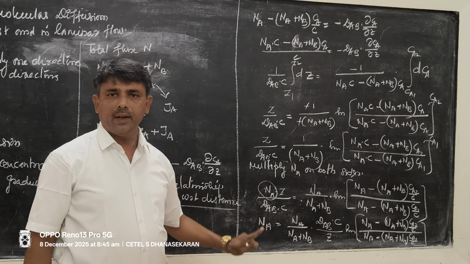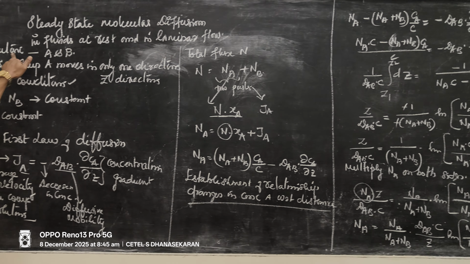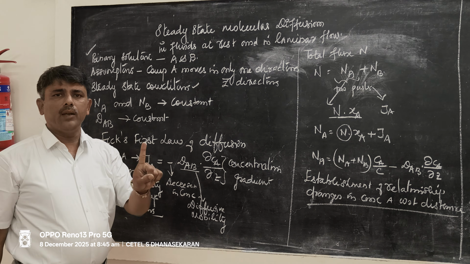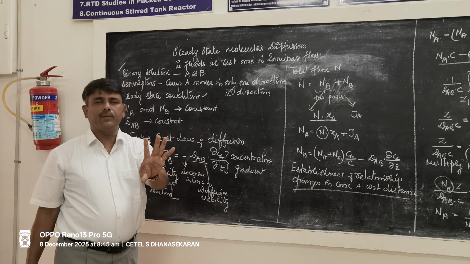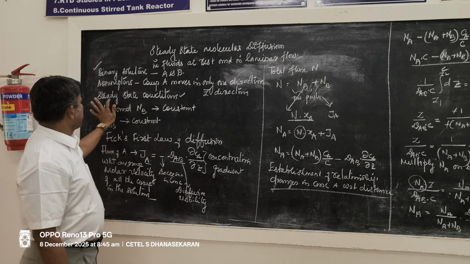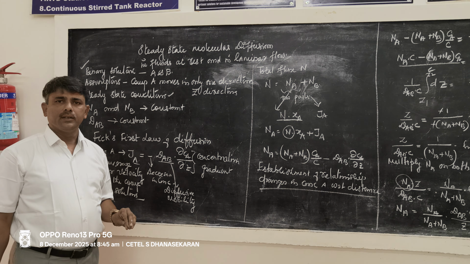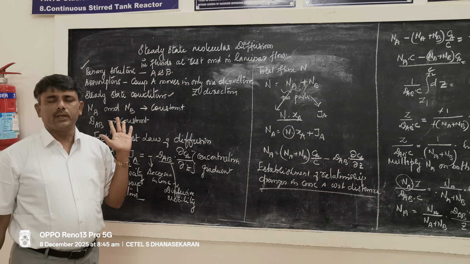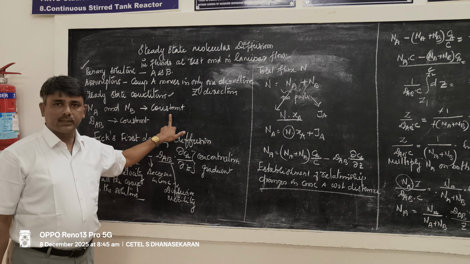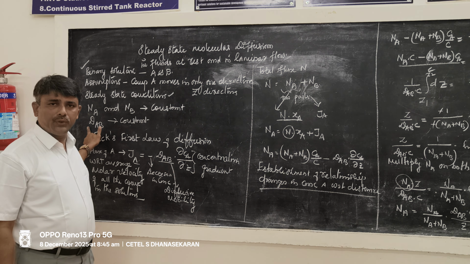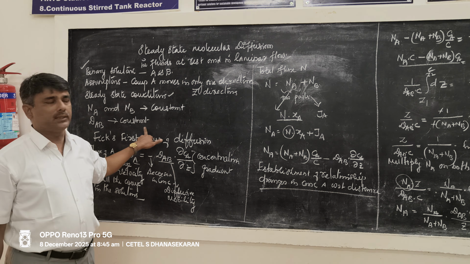This equation arrived based on some assumptions. Assumption number 1, we are taking a binary solution. Binary means compounds A and B alone present in the solution. Compound A moves only in one direction, say for example Z direction. Flux under steady state condition, that means there is no change in concentration with respect to time, 0. Next, flux Na and Nb are constant. DAB, diffusivity or diffusion coefficient, which is a measure of diffusive mobility of A in solution, is also constant. These are all the assumptions.